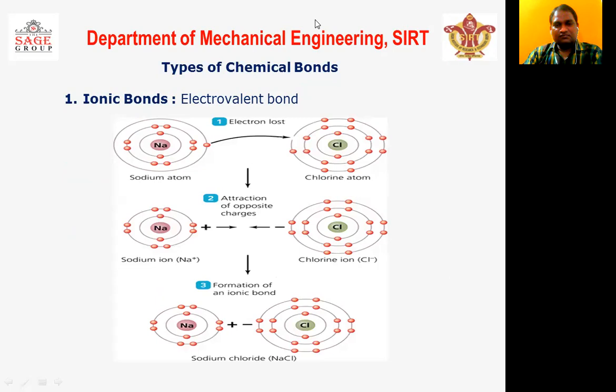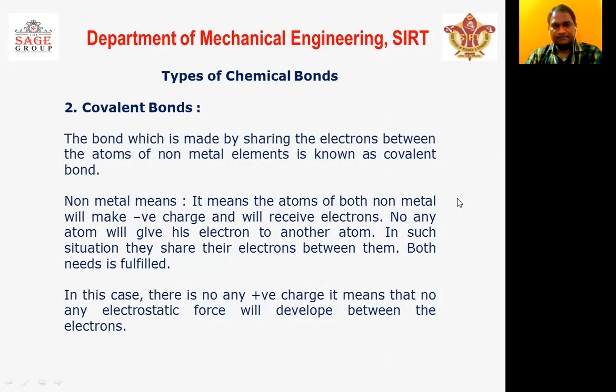These are some more examples for the ionic bond, the electrovalent bond. This is a sodium atom and a fluorine atom, just as we have discussed. So the same example is taken. Then the next bond is the covalent bond.